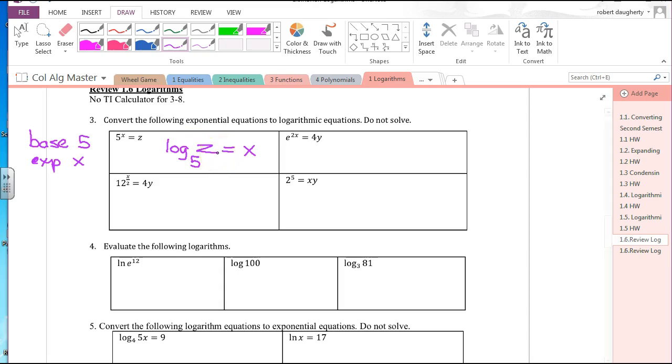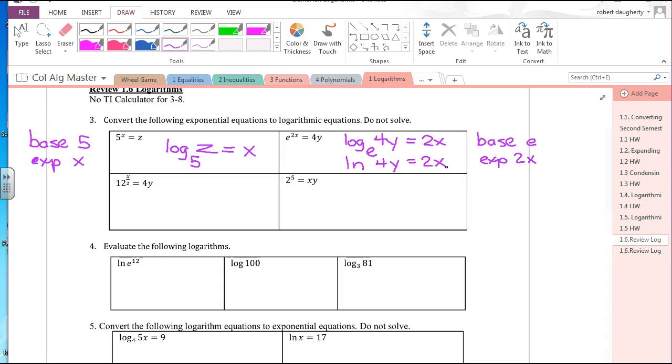The next one here, converting this. Here my base is e. My exponent is 2x. So I'm going to have log base e of 4y equals 2x. Another way to write that is ln of 4y equals 2x. Either of those is a correct expression.